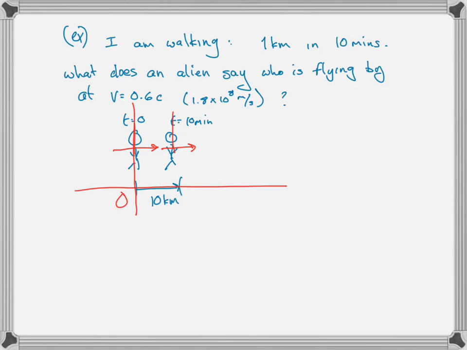Okay, I don't care about my frame of reference. It is just an object moving in the Earth's frame of reference. Okay, that's besides the point. We didn't actually have to recognize that to do this problem, but we will have to recognize that to do other problems. So what does an alien say who is flying by at 0.6c?